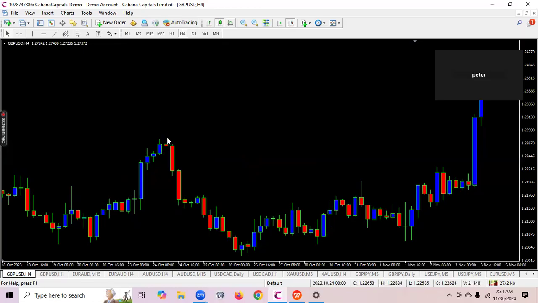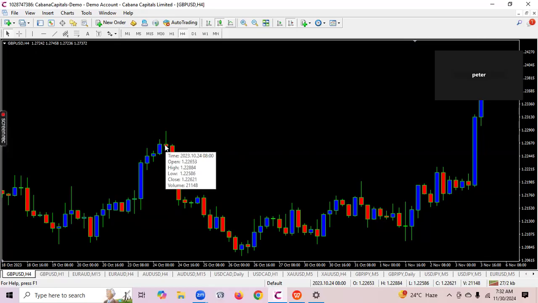And when this inverted hammer forms in a downward trend, if you find this pattern in a downward trend, it's called the inverted hammer. But in an upward trend, it is called a shooting star. So this is a shooting star.